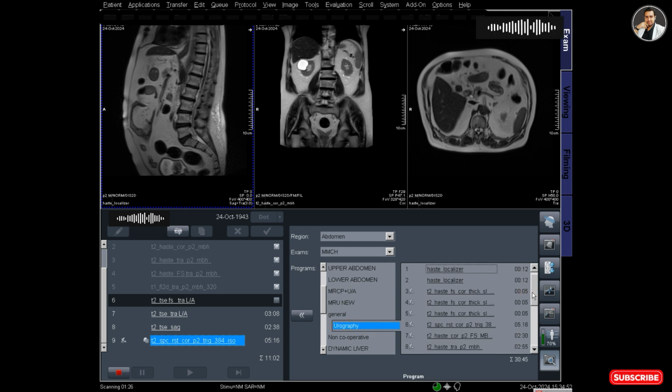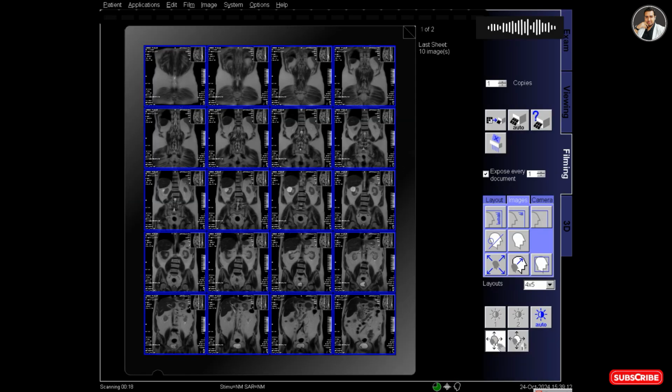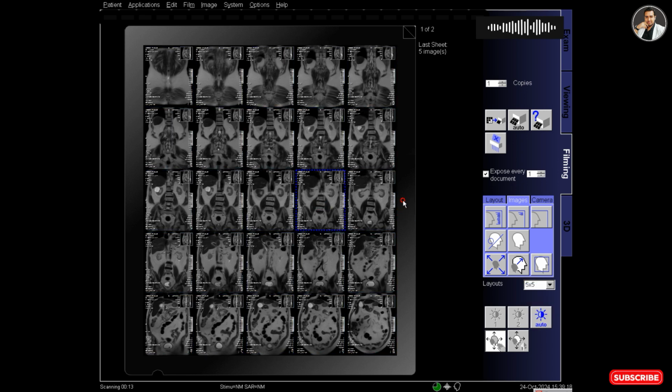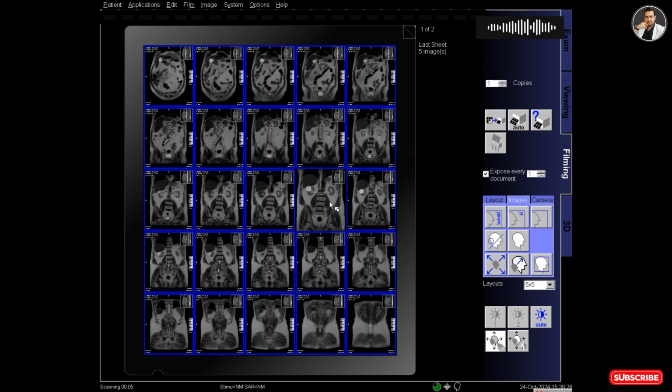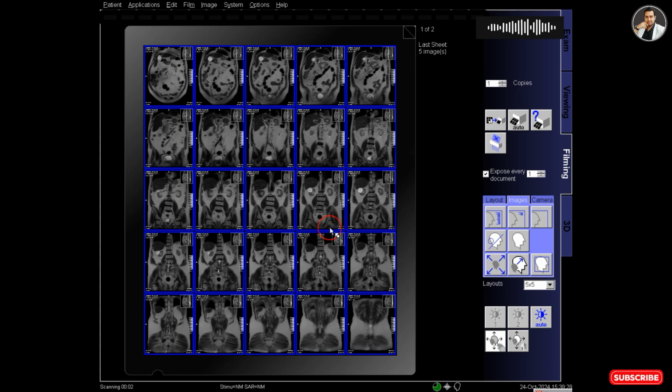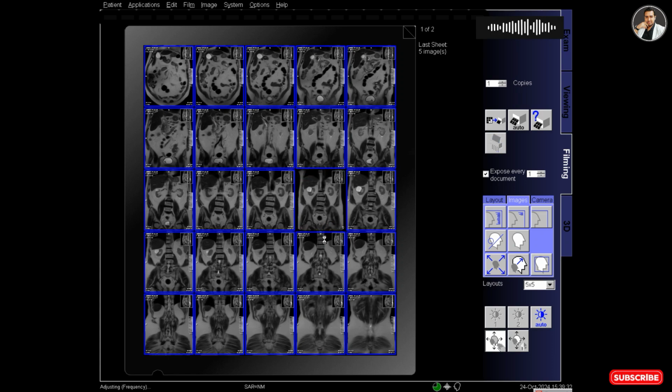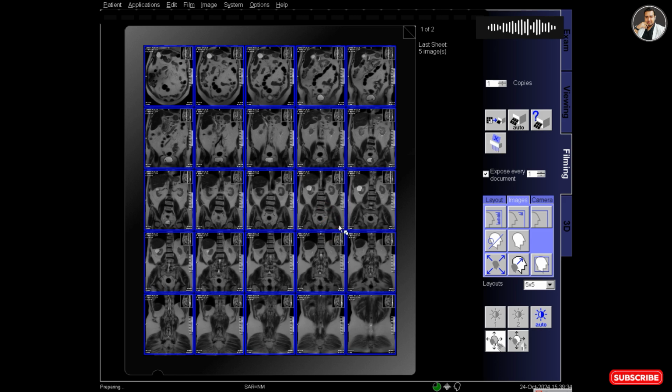and now I am searching for the thick slice sequence that is also taken for MRCP, and this is a highly T2 weighted sequence. I have to film the images. So for this, first I am printing the coronal image, that is T2 Hest coronal. You can see that the images are in reverse order, so I have to reverse it so that the images start from the anterior side of the patient.